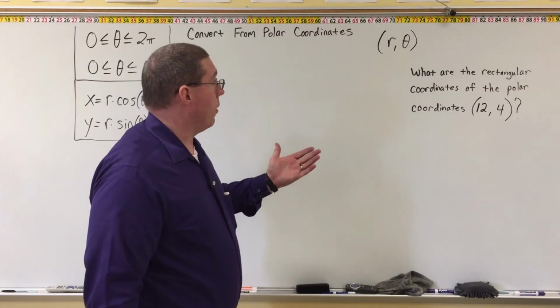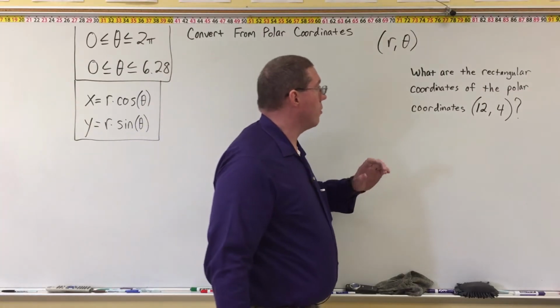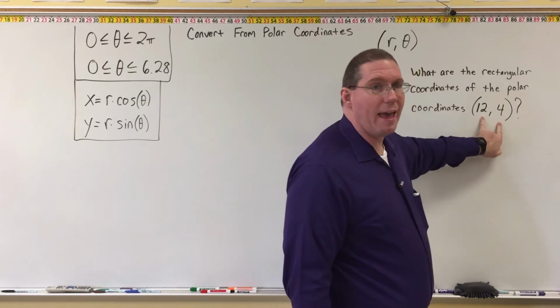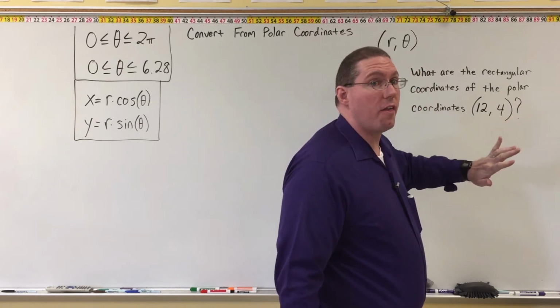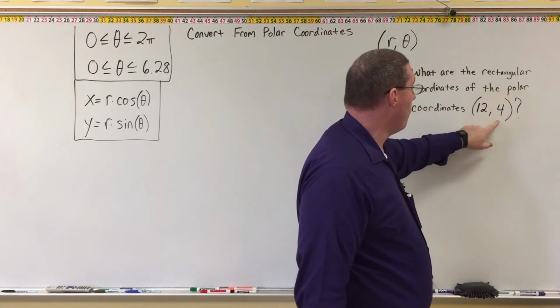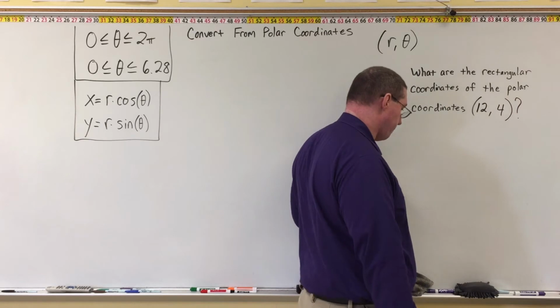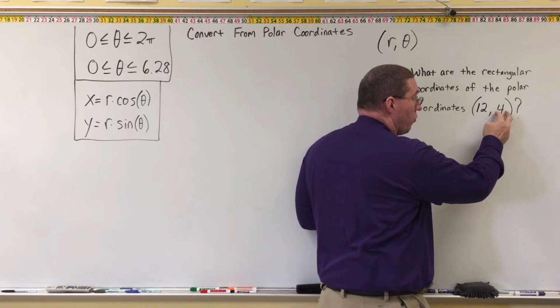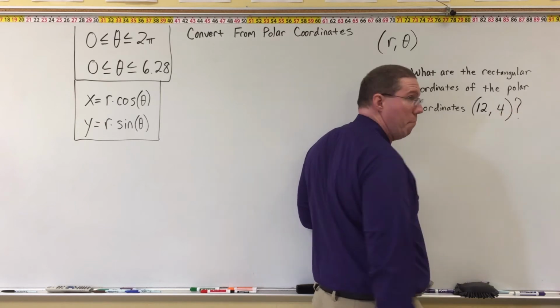All right, so let's look at this one. It says, what are the rectangular coordinates of the polar coordinates 12, 4? Now, you may look at this and say, hey, those aren't polar coordinates. Yes, they are. You were just told that these are the polar coordinates 12, 4. You might think, but I don't see a pi here. Well, that's okay. The radians do not have to have pi on them.